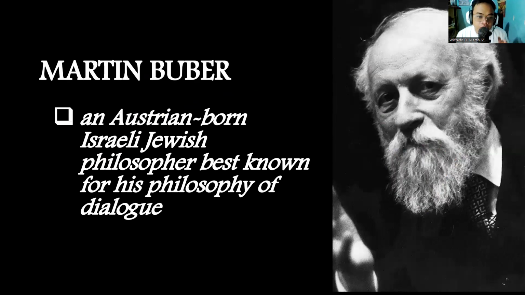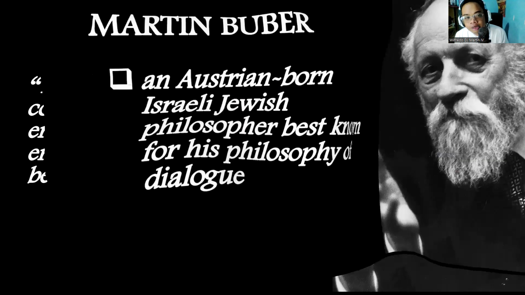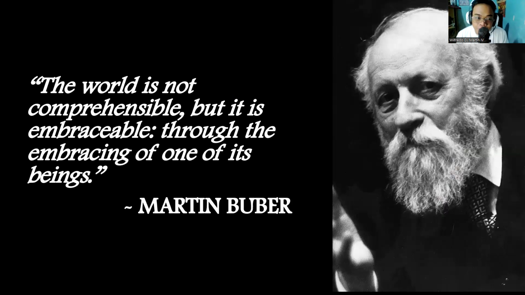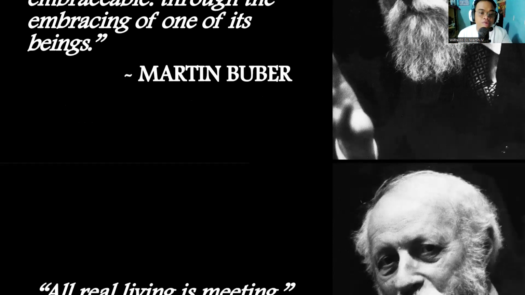There is this philosopher whose name is Martin Buber, and he is famous for his philosophy of dialogue. He is an Austrian-born Israeli-Jewish philosopher. Nice combo, right? Austrian-born but Israeli but Jewish. And according to Martin Buber, the world is not comprehensible sometimes, but it is embraceable. It is hard to embrace, I mean, sorry, hard to understand, but we can easily embrace it. How? Through embracing one of its beings, which is us. We are subjects. We are not objects, ladies and gentlemen. So you have to always remember that.